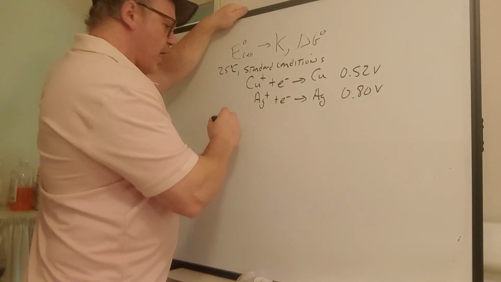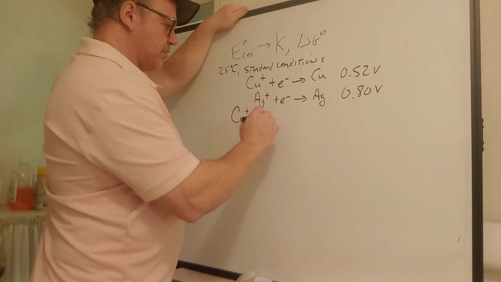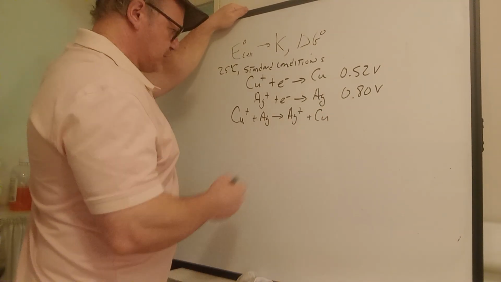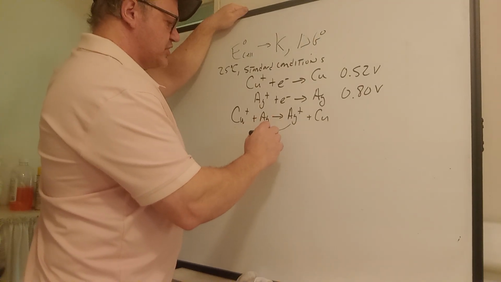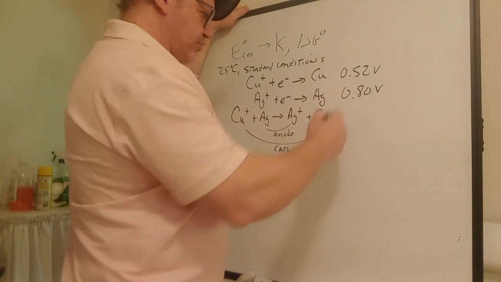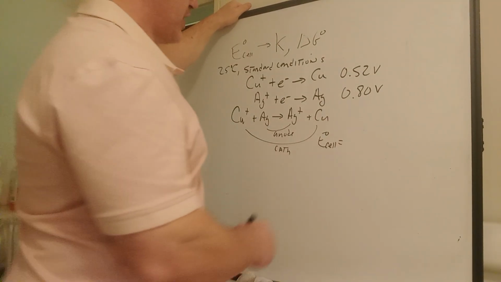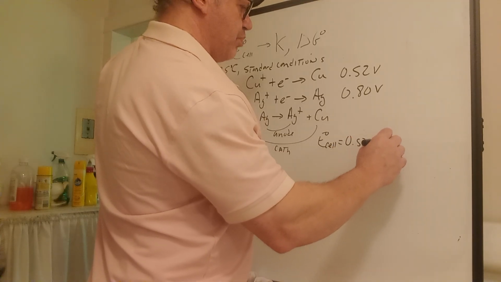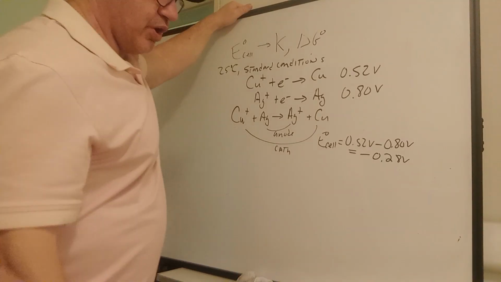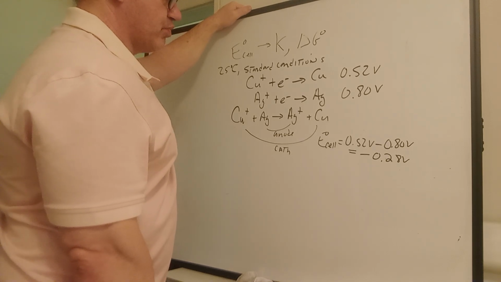Let's say what we wanted to do was the following redox reaction to make a battery: copper plus silver plus 1 going to Ag plus 1 plus copper. Would that be spontaneous as written under standard conditions? Here the silver system is the anode and the copper is the cathode, right? So a quick calculation: E0 cell is the voltage of the cathode minus the anode, so 0.52 volts minus 0.80 volts, which is equal to negative 0.28 volts. That doesn't look too good if you want a spontaneous cell under standard conditions. It would not want to go to the right spontaneously.